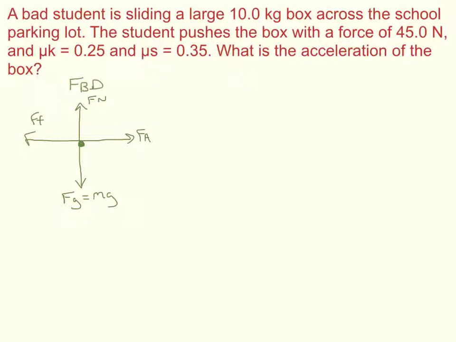We know what the mass of the box is. The mass of the box is 10 kilograms, so we can go ahead and sub that in here. Mass is 10, little g, always 9.8 meters per second squared. The force of gravity is 98 newtons. Let's make that a little clearer. 98. There we go. 98 newtons.